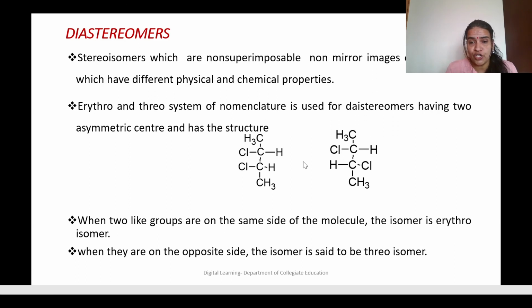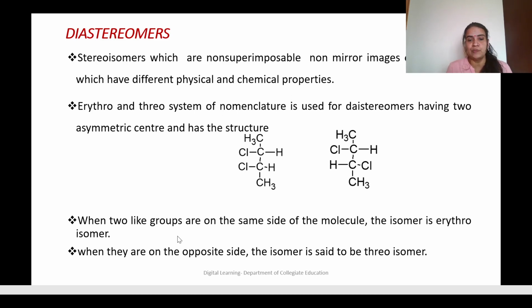Now, for diastereomers, the particular isomers are the erythro and threo forms. The two isomers of diastereomerism are the erythro form and the threo form. The erythro and threo system of nomenclature is used for diastereomers having two asymmetric centers and a structure of this kind. Here there is a molecule. When we write this, both chlorine atoms are on the same side, so we can call it the erythro form. Here it is the anti form, Cl and Cl on opposite sides. We can call it the threo form.